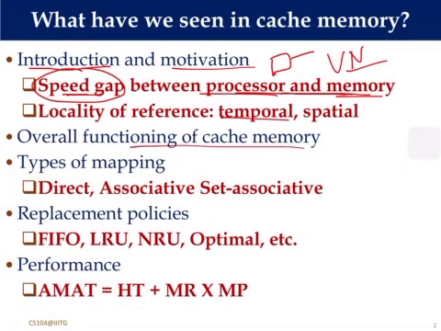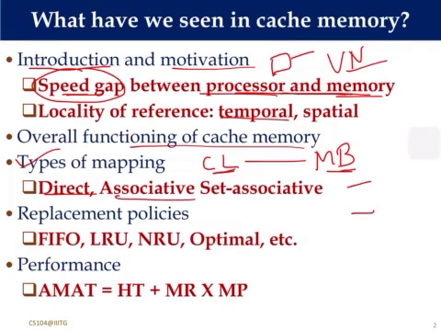Then we saw the overall functioning of the cache memory and what happens in case of a request. Then we saw different types of mappings, how a cache line is associated with a main memory block. Direct mapping is one-to-one: one memory block can go to only one cache line. Then we saw associative, where each block in main memory can go to any line in the cache. Then set associative, something in between, where a block can go to a set. Then we saw the replacement policies: FIFO, LRU (least recently used), NRU (not recently used), and the optimal policy, which is the best possible scenario we want.